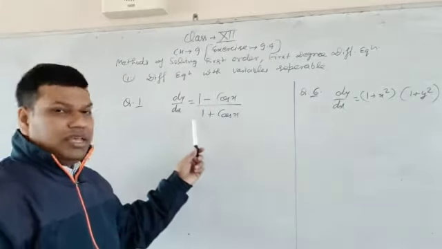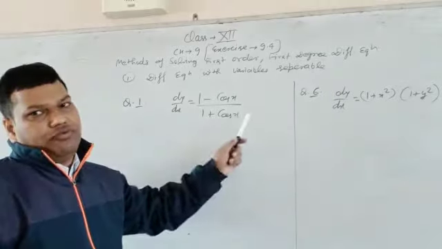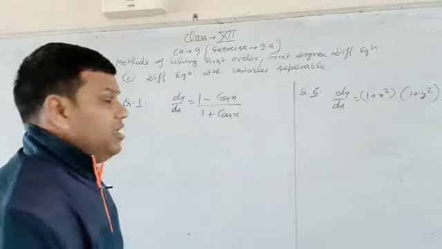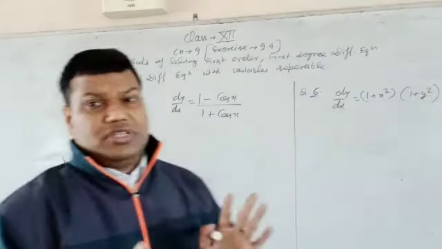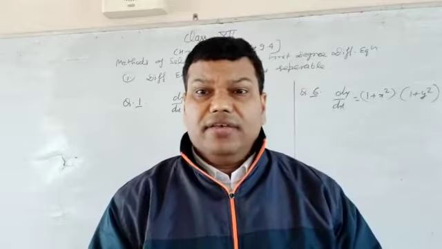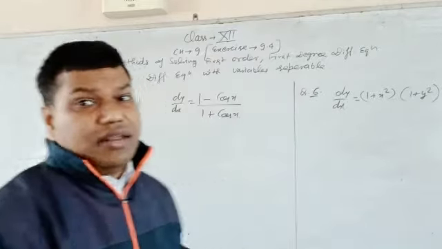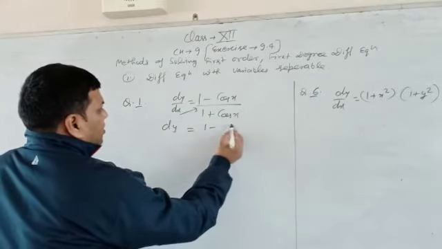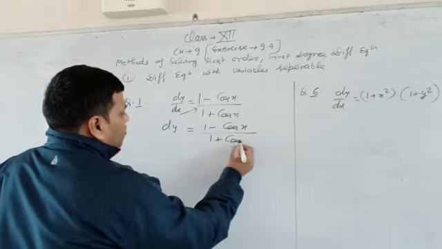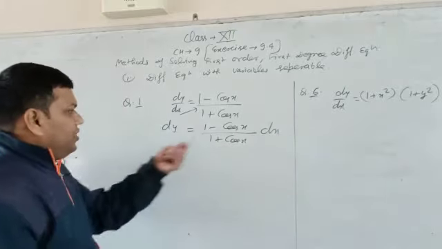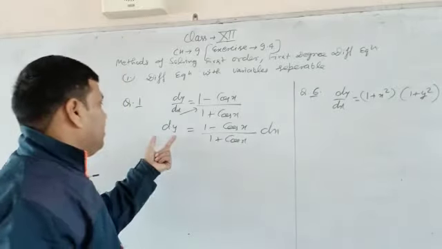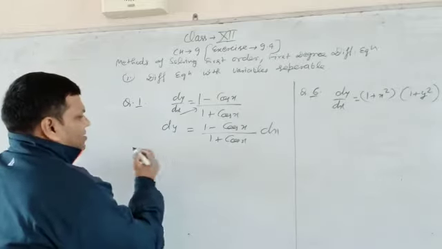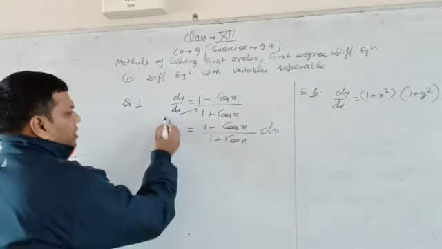Here we have been given question number 1, that is dy by dx is equal to (1 minus cos x) upon (1 plus cos x). Here we can see that if we separate the function of x with dx and the function of y with dy, it can be easily separated. We can take dx there. So we have dx with the function of x, and dy, there is no function of y there. So now the next step is we have to integrate that.